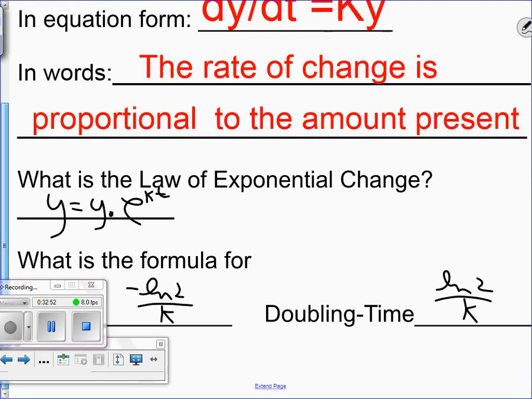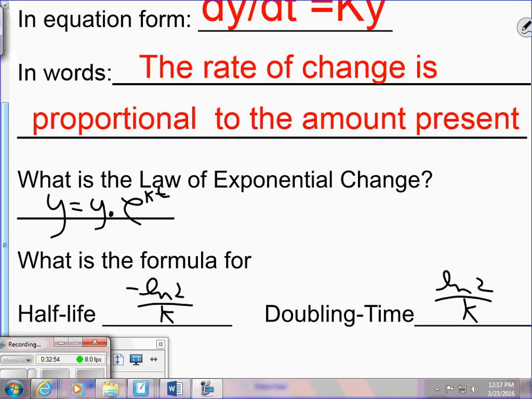Now, this is actually cool. Whenever you have a quantity that's increasing, the time it takes to double will always be the ln of 2 over k. This is a good thing to know. It could save you a lot of time. And the half-life, the time it takes for a quantity that's decreasing to halve, will be negative ln of 2 over k. That'll always be the amount of time.